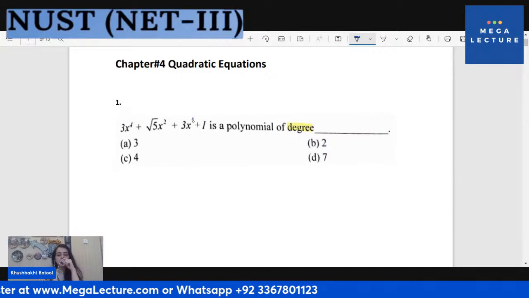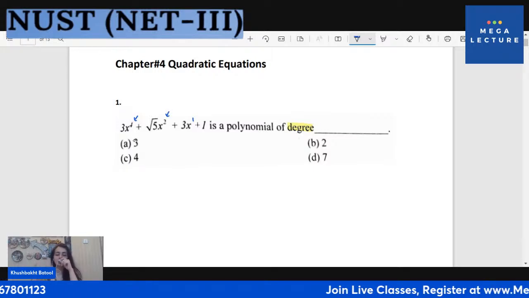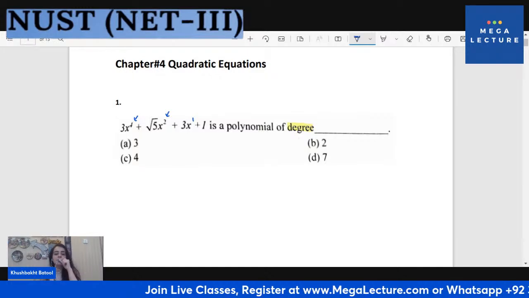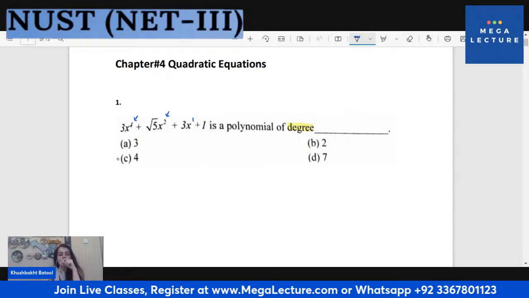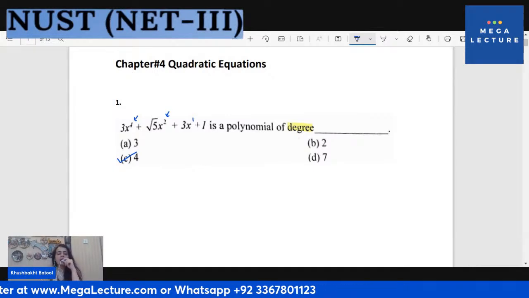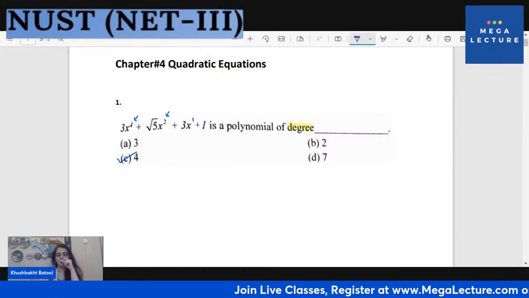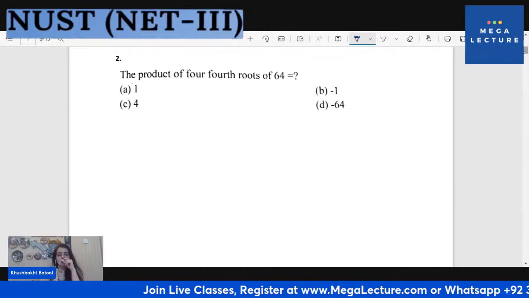So what do we see? This is x to the power 1, this is x to the power 2, and this is x to the power 4. So obviously 4 is the greatest number out of these. So it means that 4 would be the degree of this polynomial. In short, whenever the question is about degree, you will find the highest power of the variable and that would be your degree. So that is why the answer is going to be C for this case. Okay. Let's talk about the second question.